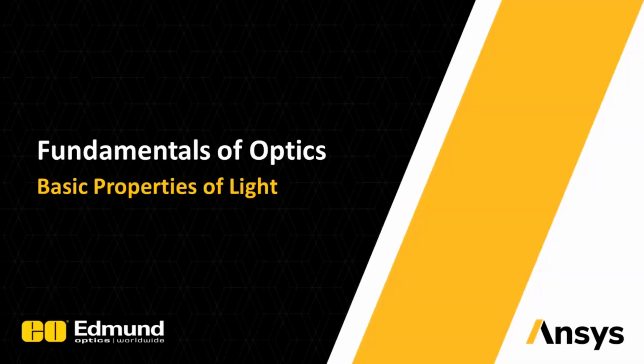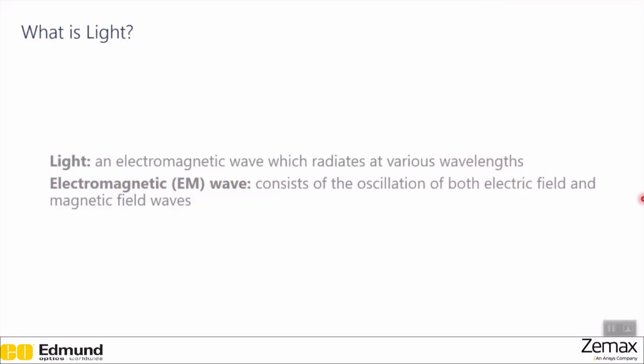In this video we will be discussing some of the basic properties of light as well as different light behaviors. So what is light? Light is an electromagnetic wave which radiates at various wavelengths, and an electromagnetic wave, or EM wave for short, simply consists of the oscillation of both electric field and magnetic field waves. And we will take a look at what this looks like exactly in the next slide.